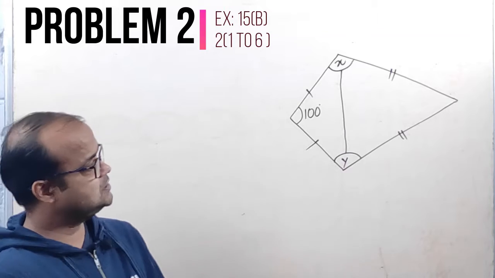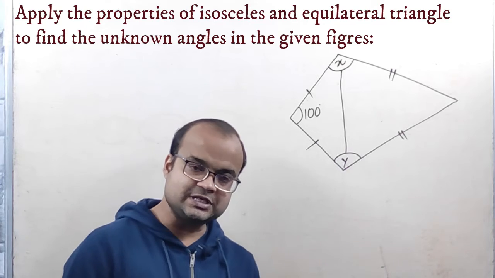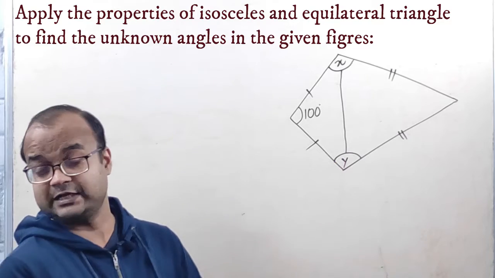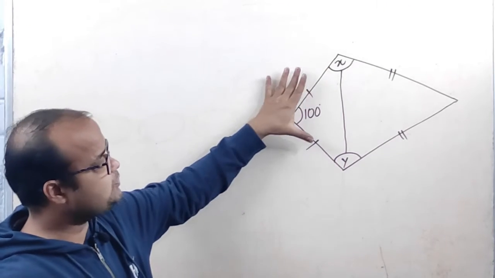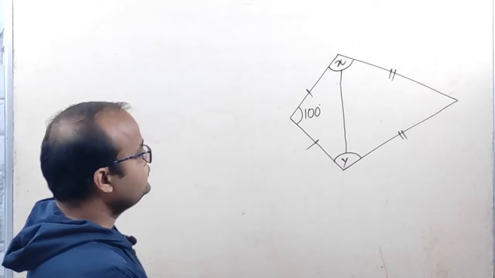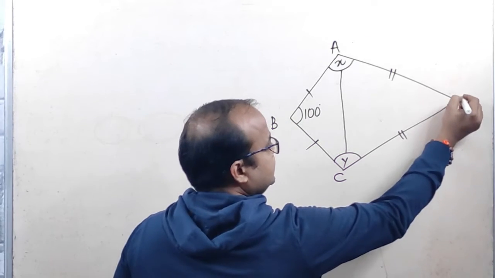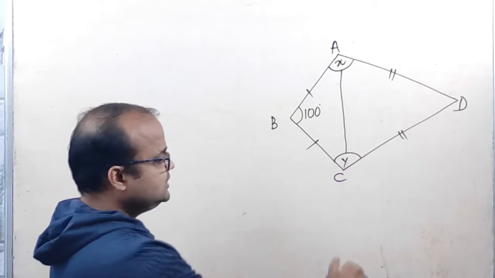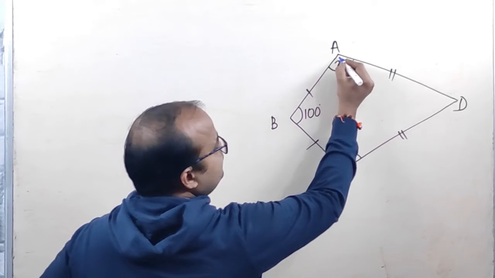Now the next sum is given, where we need to apply the properties of isosceles triangle and equilateral triangle whenever it is required to find out the value of unknown angles. That means in this particular problem we need to find out the value of x and y. So first we name the vertices as A, B, C and D. So the entire angle A is given as x, the entire angle C is given as y. So look at the triangle.